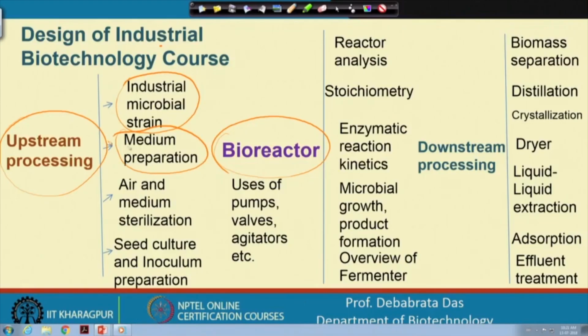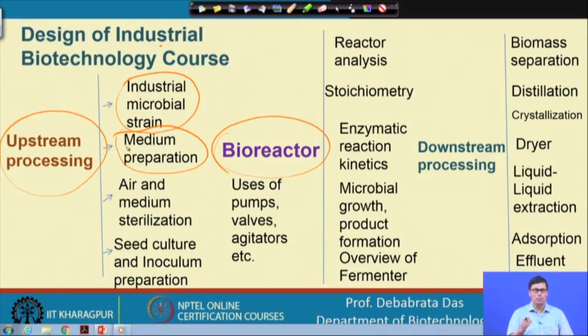So media preparation takes place like this, and the media for different organisms will be different. I told you the basic difference between a chemical and a biochemical process: in a chemical process, as your product changes, your raw material changes, but in a biochemical process, the same substrate can contribute to different types of product formation. For example, glucose or sucrose can be used for citric acid production, lactic acid production, and ethanol production; different production processes are involved.